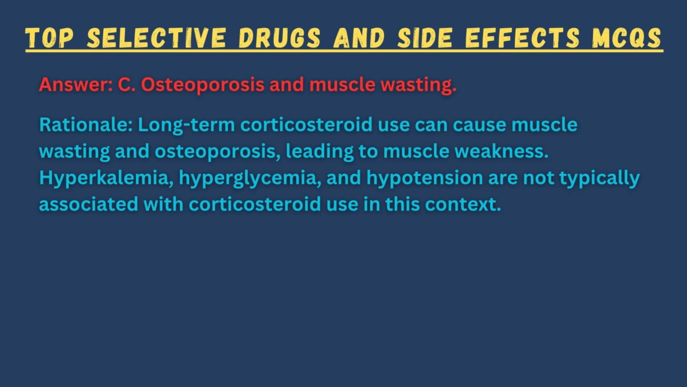Answer. C. Osteoporosis and muscle wasting. Rationale. Long-term corticosteroid use can cause muscle wasting and osteoporosis, leading to muscle weakness. Hyperkalemia, hyperglycemia, and hypotension are not typically associated with corticosteroid use in this context.